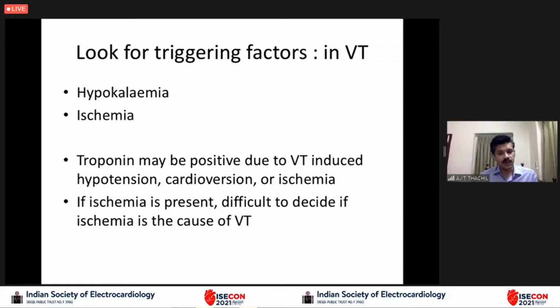If ischemia is present, it's very difficult to decide if the ischemia is the cause of the VT. It's a very difficult decision. I'm not going to discuss that here. That's not the point of this talk.